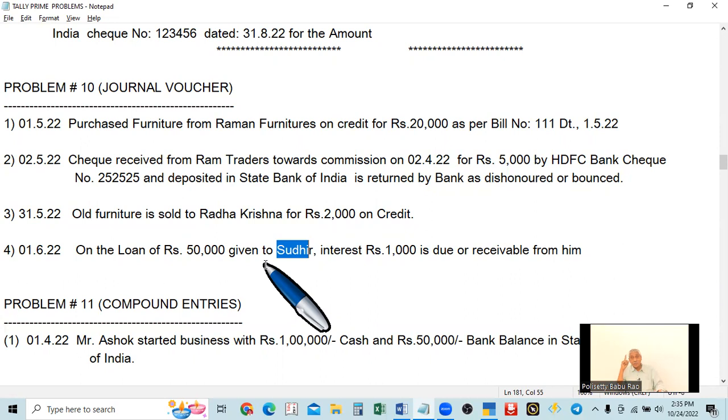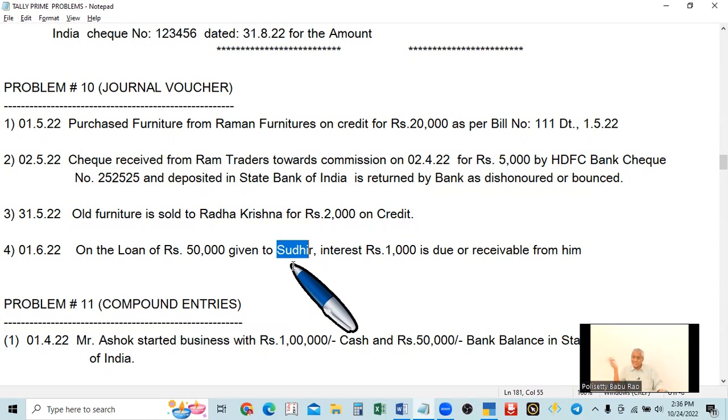I showed you primary groups on the asset side, secondary group, sorry. Primary group is current assets. Under current assets, secondary group, loans and advances asset. So under that, the Sudhir loan account will come. Primary group, current assets. Secondary group, loans and advances asset. Under that, the details of items will be Sudhir loan account.